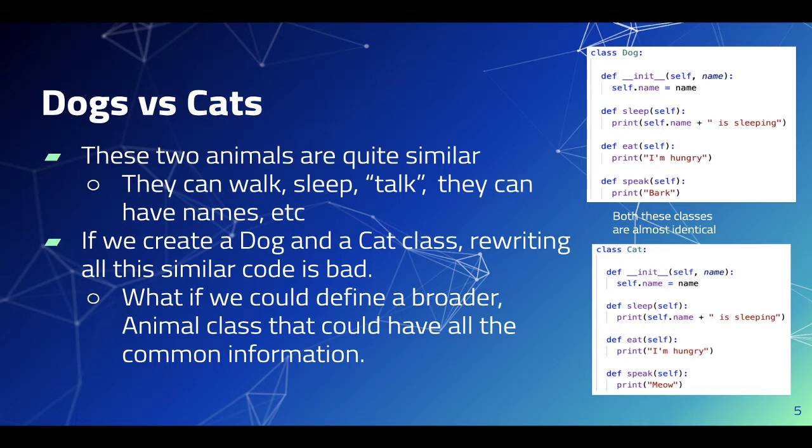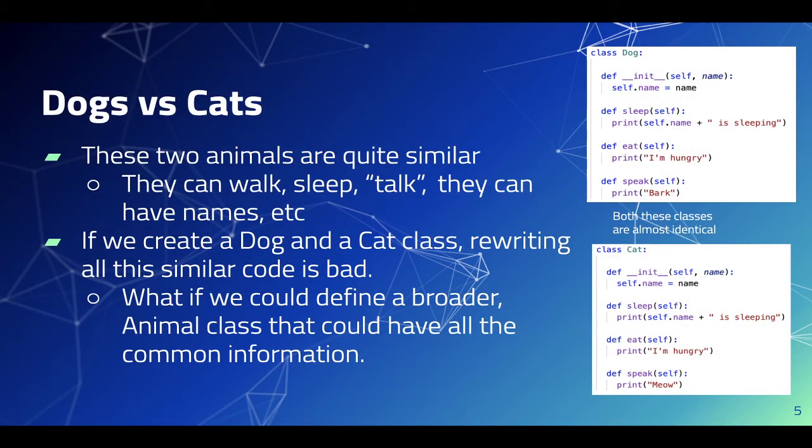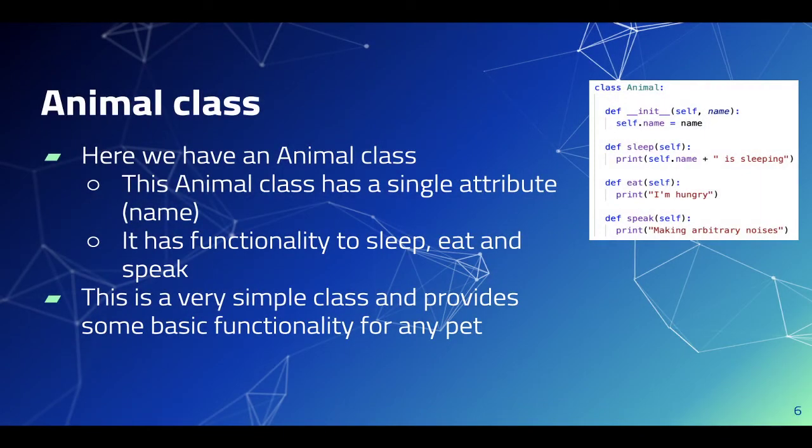So what if we could define a more broader general animal class that has all the common information that these two classes, dog and cat, could have? Well, this is exactly what we want to do with inheritance. So let's create this animal class. If you look back at the dog and cat classes, they have functions called sleep, eat, and speak. Both of these have these functions, and our animal class has these functions again.